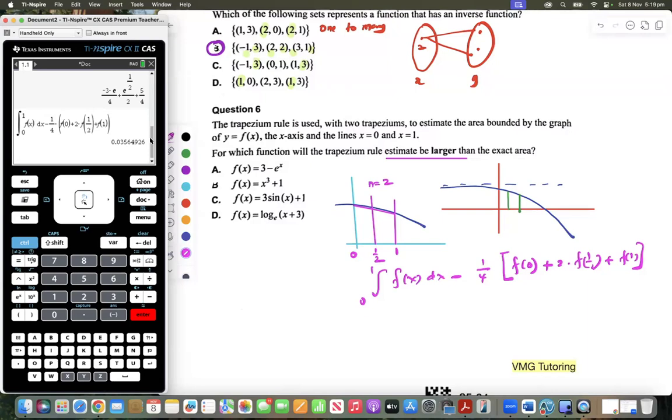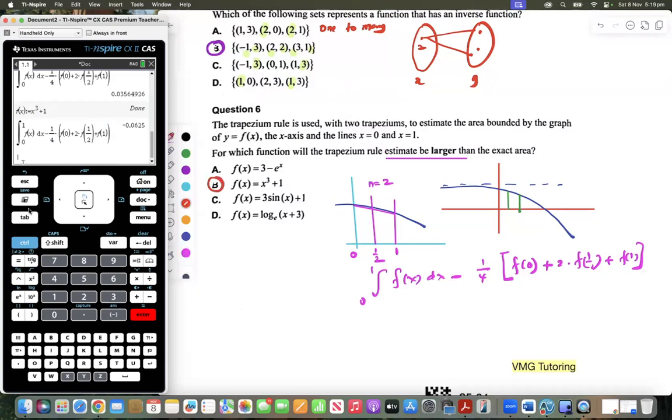Let's repeat this with the second graph. The second graph is my f(x) equal to x cubed plus 1. Now let's repeat this. There's a negative value. This gives me the estimated area is larger than the actual integrated value. Therefore, it should be the correct answer.